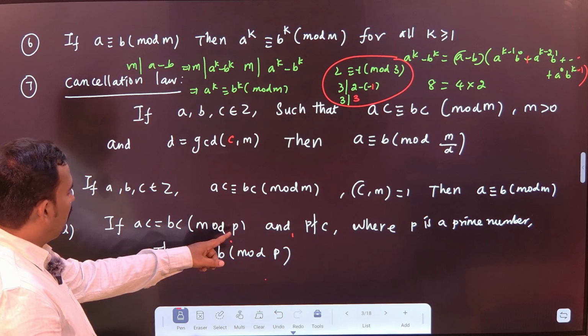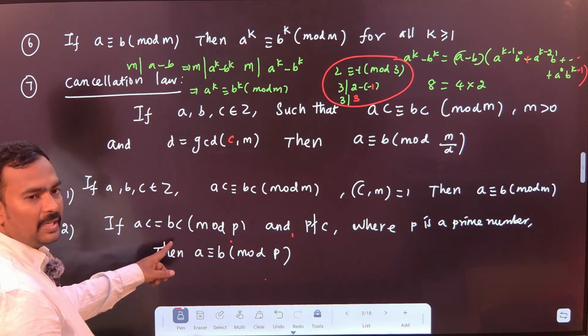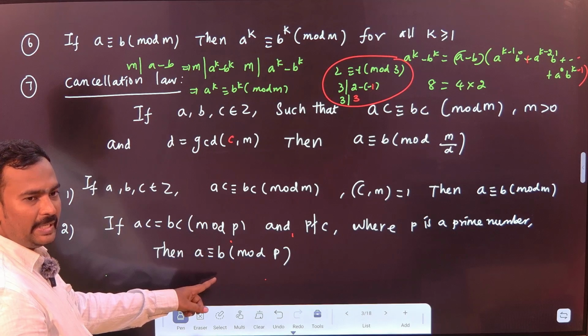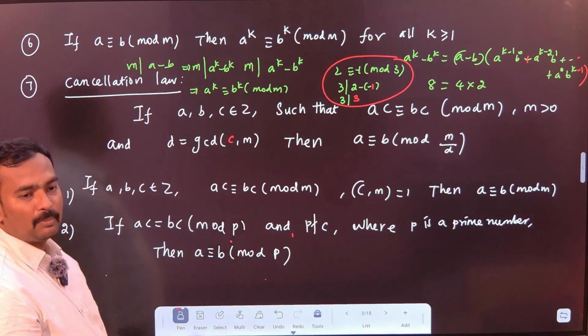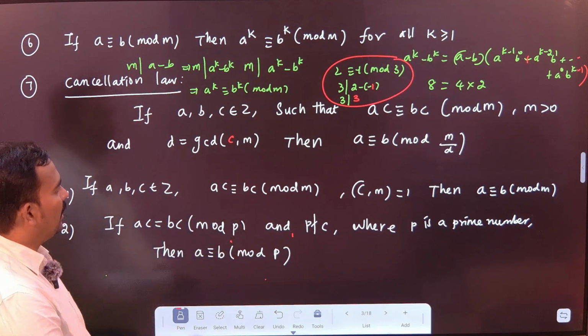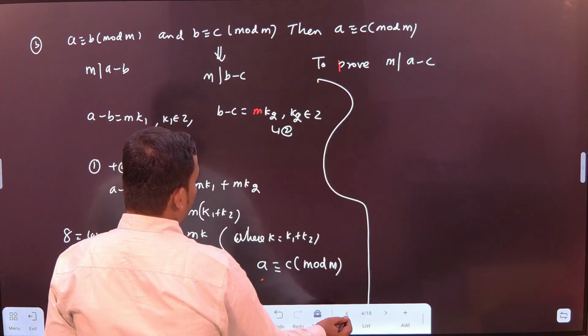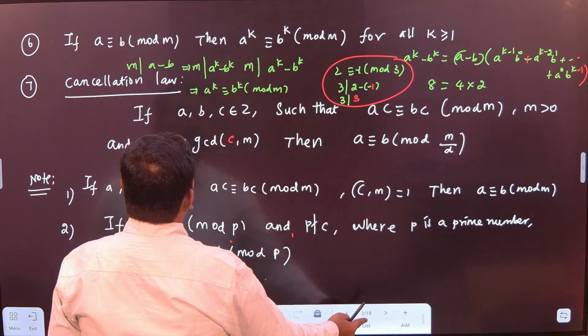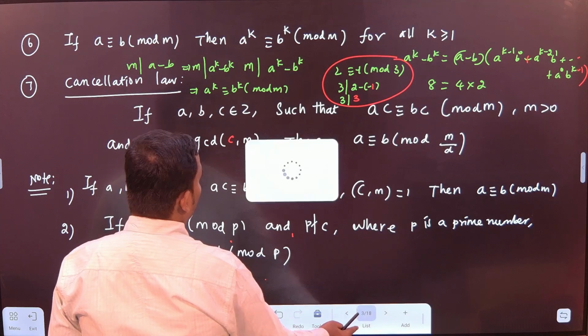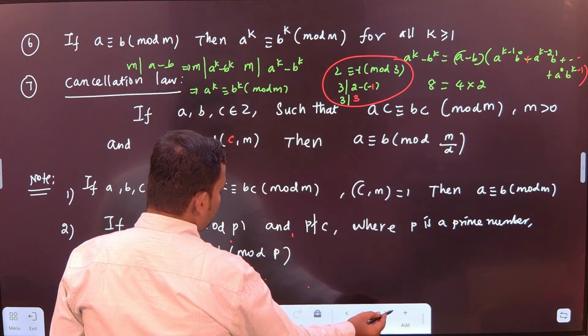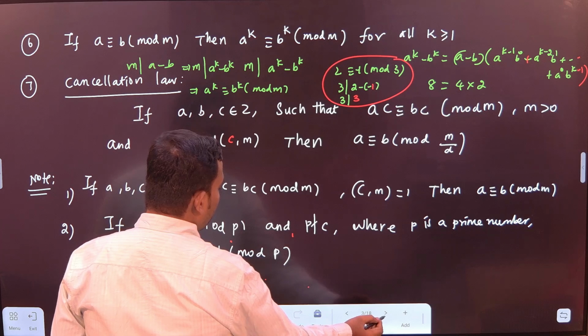If the prime number is not a factor of C, then you can say that A is congruent to B modulo P. P is any prime number you can take, right? Okay. Now let us discuss the questions. Before going to discuss the questions, you have to understand some ideas.